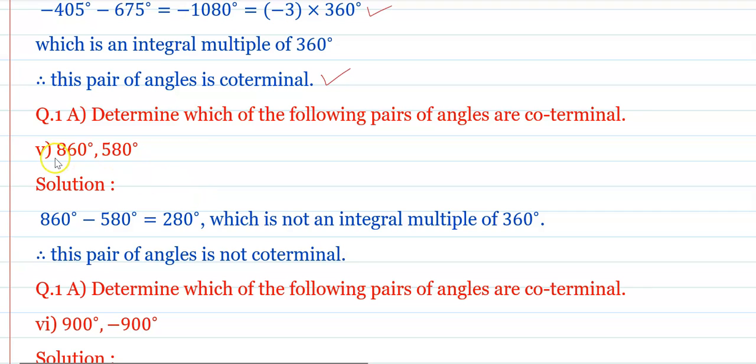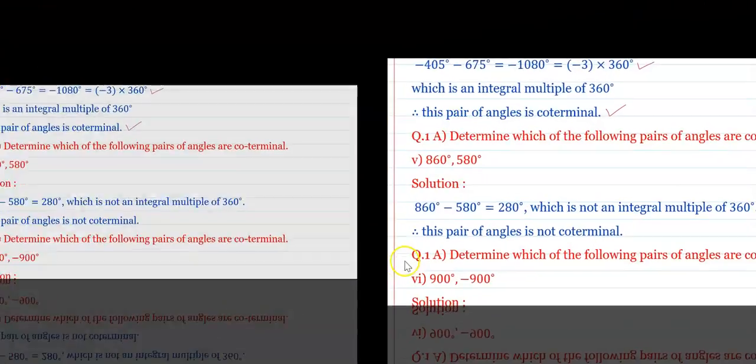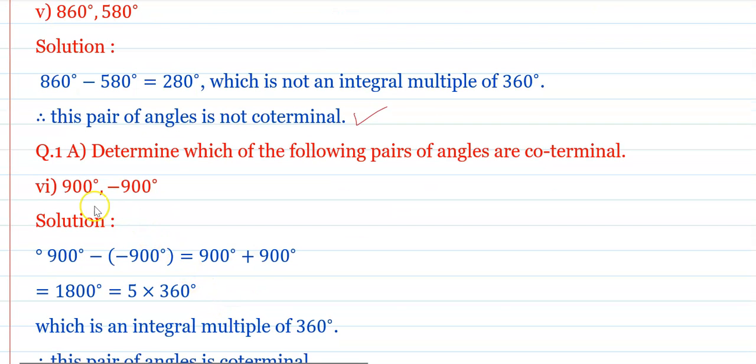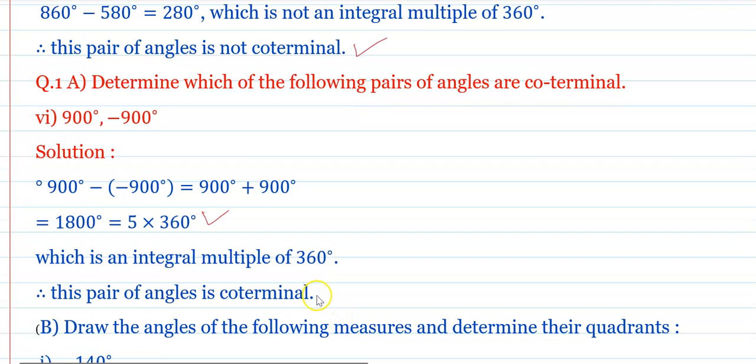Next, 860 and 580, and their difference is 280, which is not an integral multiple of 360, and hence this pair of angles is not coterminal. Again the next, 900 and minus 900, their difference 900 degree minus in bracket minus 900 degree, and that's equal to 1800, which is equal to 5 into 360, an integral multiple of 360, and hence this pair of angles is coterminal.